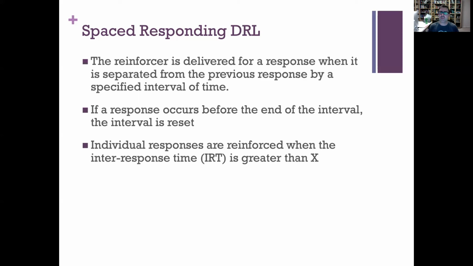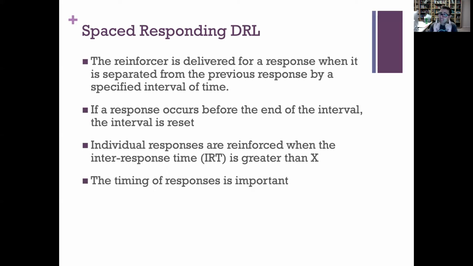So the individual responses are reinforced when the inter-response time is greater than X, right? So you can only have responses occurring at 2 or more minutes in between responses. So if you engage in one response, you have to wait 2 minutes until you can engage in the next response. If you engage in the next response in less than 2 minutes, then reinforcement wouldn't be delivered and a new interval would start, right? The timer would start again.